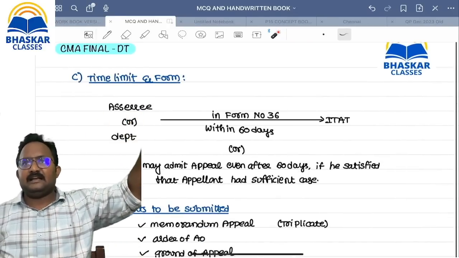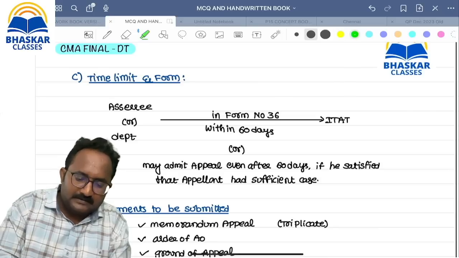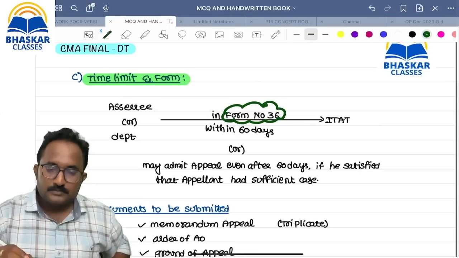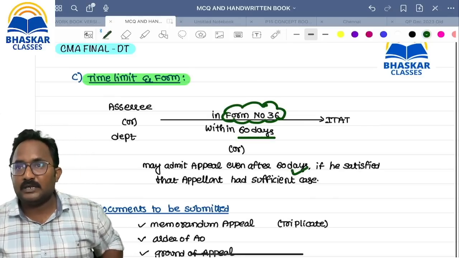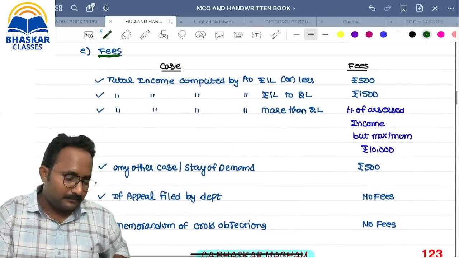Now the same flow. Whatever we discussed for CIT and JCIT appeals, we will go in the same flow. Time limit and form: can you tell me what time limit and form number we have to follow? Previously 35. Now, within how many days? 60 days. Even after 60 days you can make an application before the ITAT. What are the documents you have to submit? The same. Now we can discuss fees.